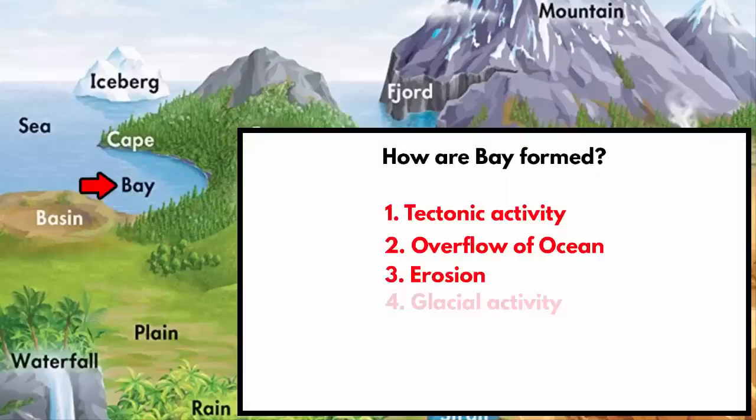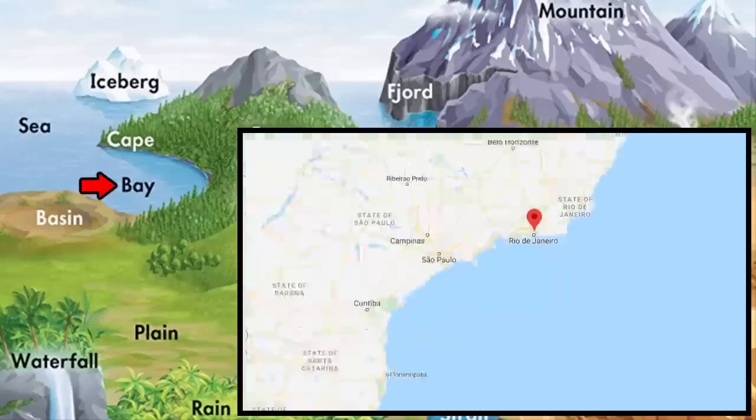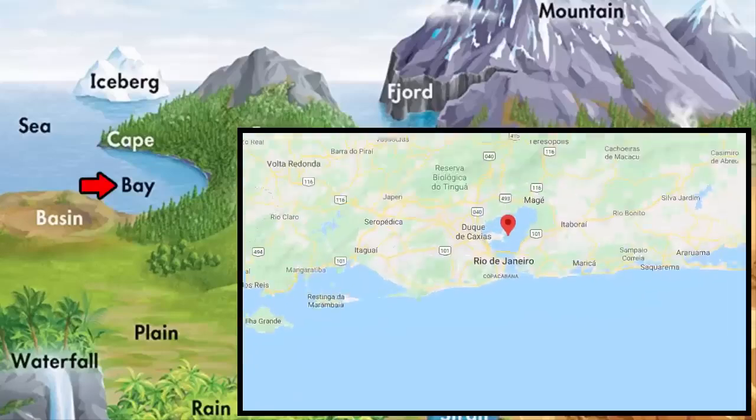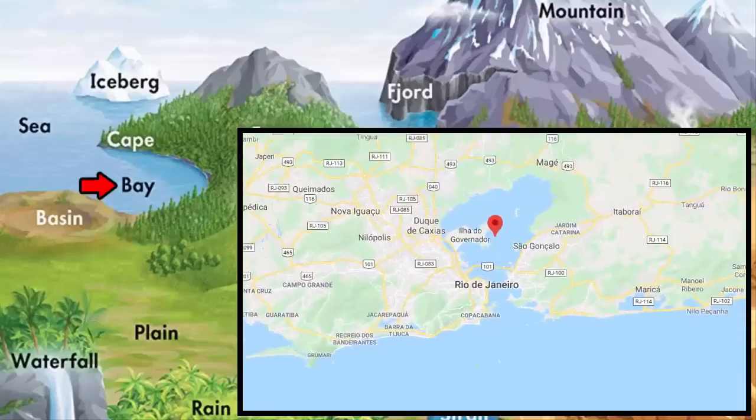Bays are also formed due to erosion. Many times the ocean erodes the entire coastline, forming a bay. For example, the Guanabara Bay. It is located in southeast Brazil in the state of Rio de Janeiro. This bay was formed as the Atlantic Ocean eroded an inlet in South America.